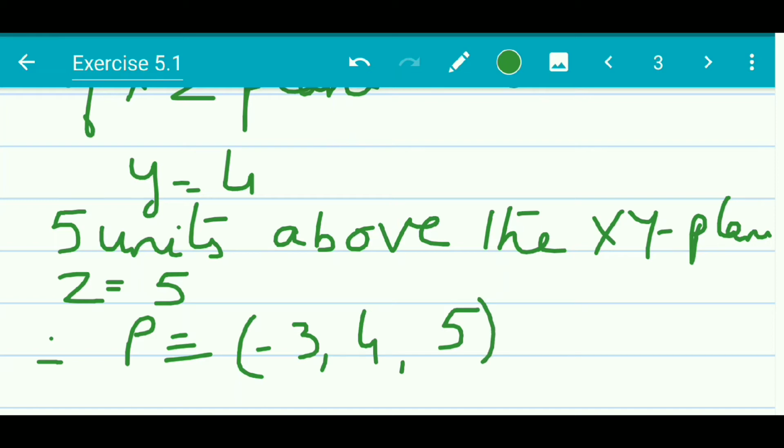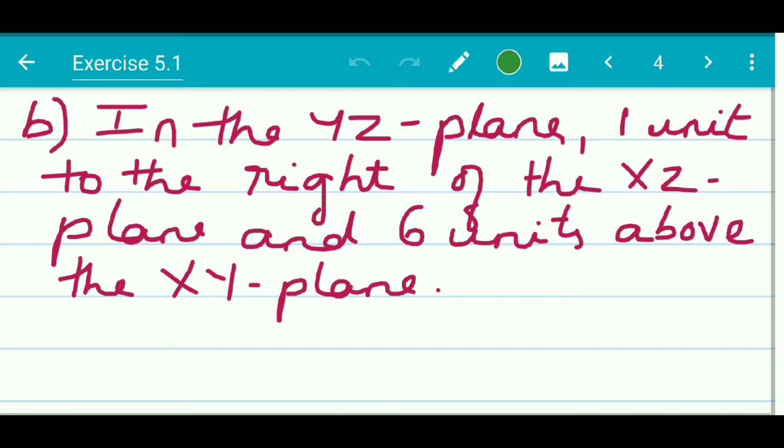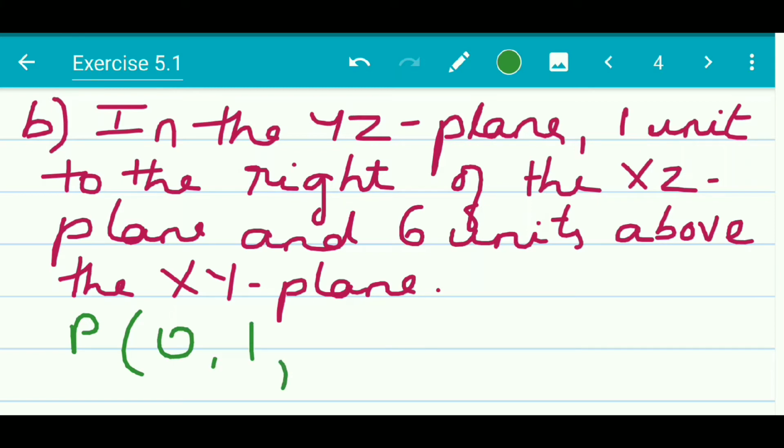There is one more part of the sum, the B part. The point is located in the YZ plane, 1 unit to the right of the XZ plane and 6 units above the XY plane. So I will give you the answer, you are going to figure it out. The X coordinate is 0, the Y coordinate is 1 and the Z coordinate is 6. So you can figure out the answer and write it properly in your notebook, like a sort of assignment.